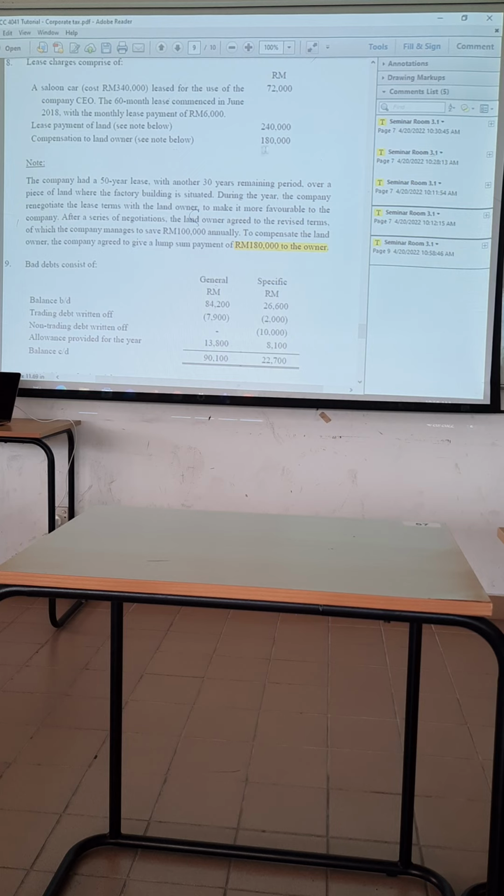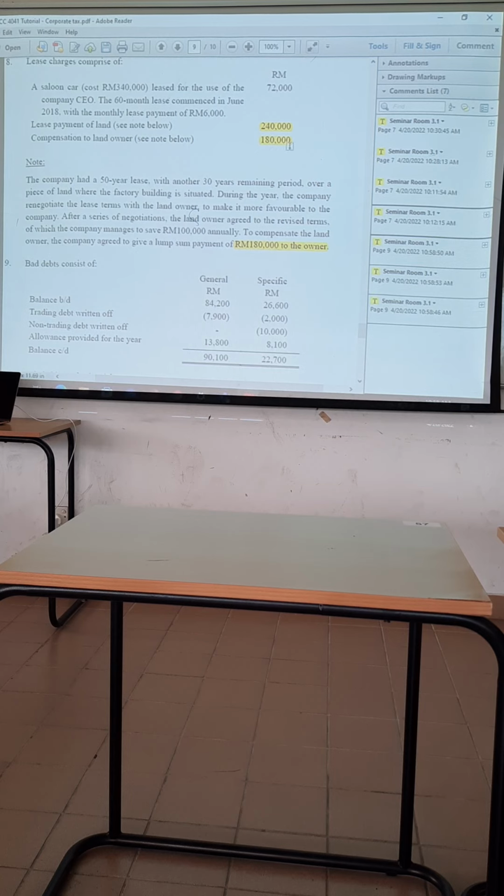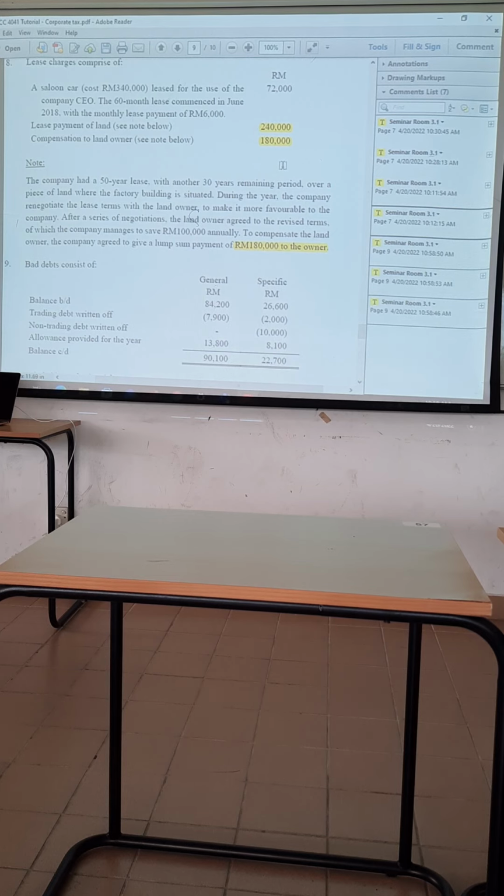So the issue here is that there are two payments. One is 240,000 on lease payment. The other one is 180,000. The lease payment in this case is because of land, so it's nothing to do with passenger car, right? Like the restriction. Because the land is used for business purpose, the lease rental on the land is allowable.